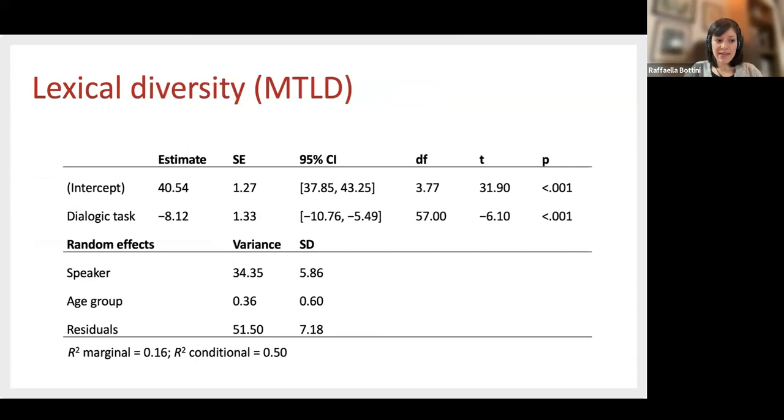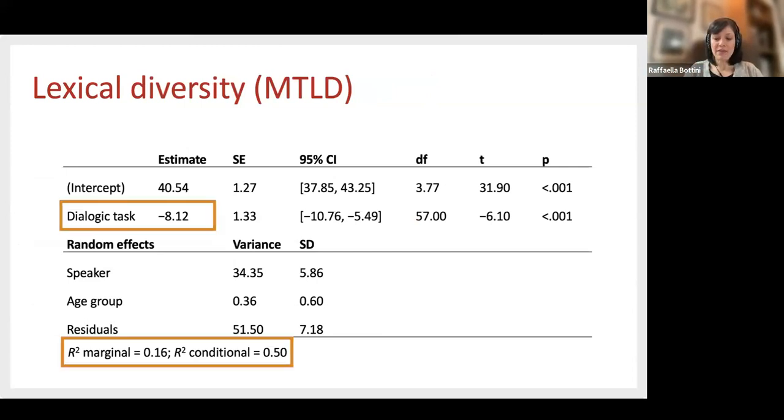In terms of lexical diversity, here are the results. And here we can see a negative sign in front of the estimate for the dialogic task. So this means that lexical diversity scores decrease in dialogic tasks compared to monologic tasks. And this model explains 50% of the variance of lexical diversity scores, and task interactivity in particular explains 16% of the variance in this data set.